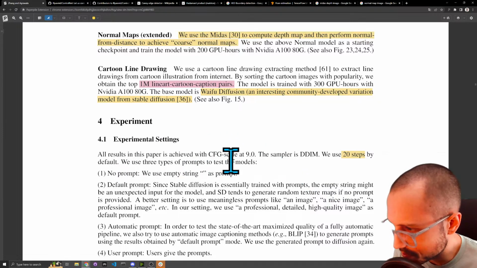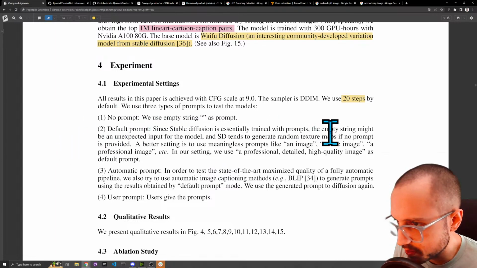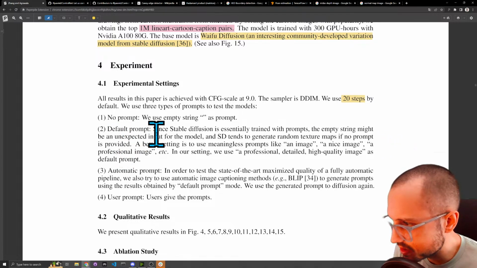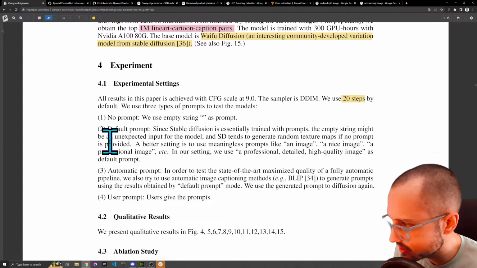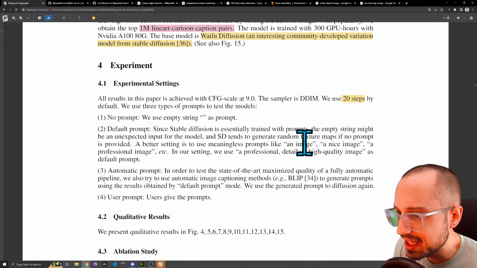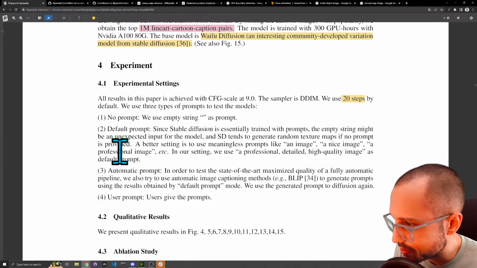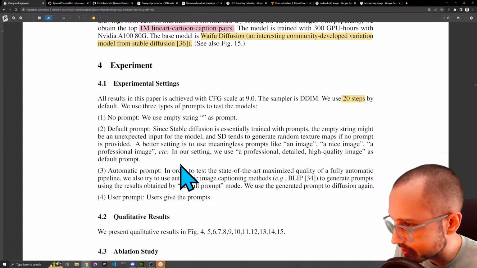We used 3 types of prompts to test the models. Not a prompt, default prompt, automatic prompt, or user prompt. So what is a default prompt? Since Stable Diffusion is essentially trained with prompts, the empty string might be an unexpected input for the model, and SD tends to generate random texture maps. A better setting is meaningless prompts like an image, a nice image, a professional image. In our setting, we use a professional, detailed, high-quality image prompt.